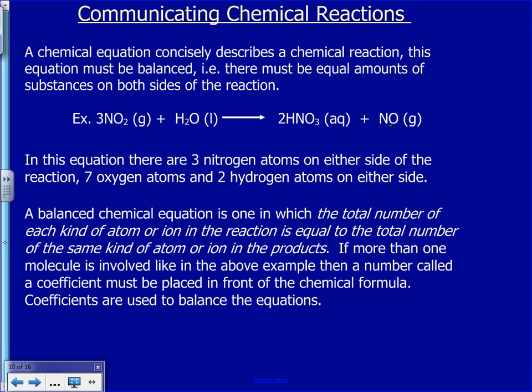All right, so that's a balanced chemical reaction, okay, and in a balanced chemical reaction, the total number of each kind of atom in the reactants is equal to that in the products. Okay, important that we know that. Okay, that's the whole purpose of obeying the law of conservation of mass.